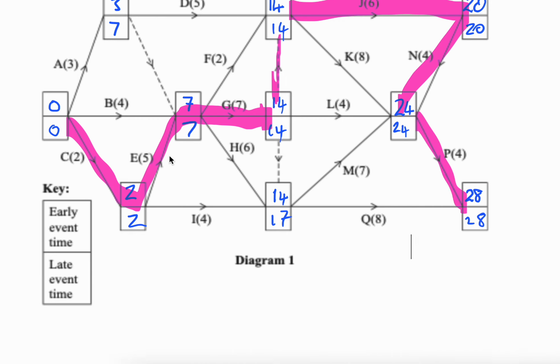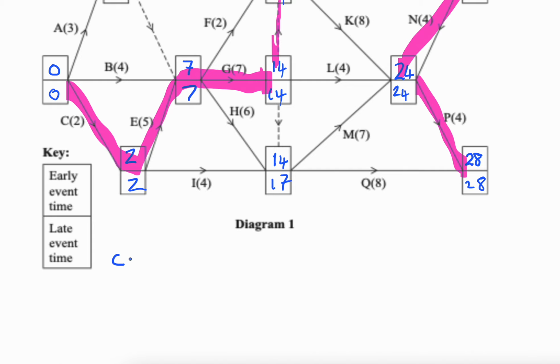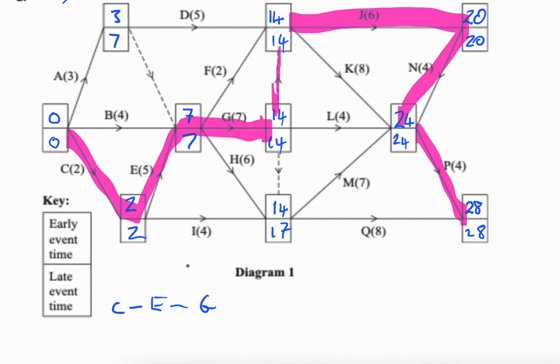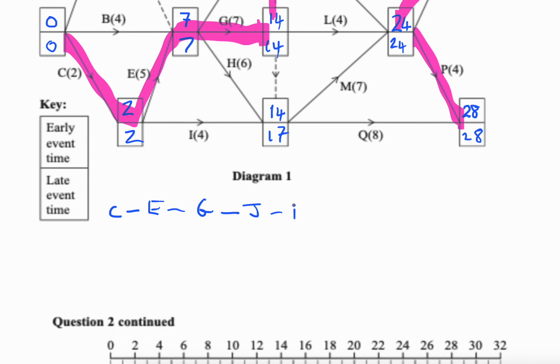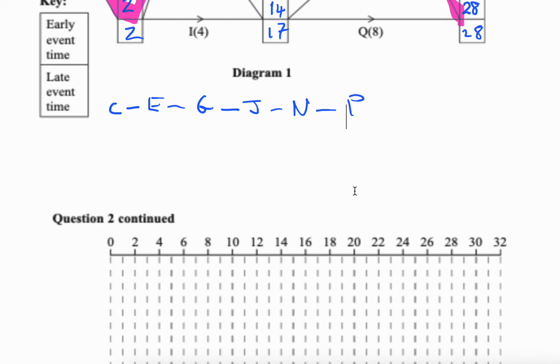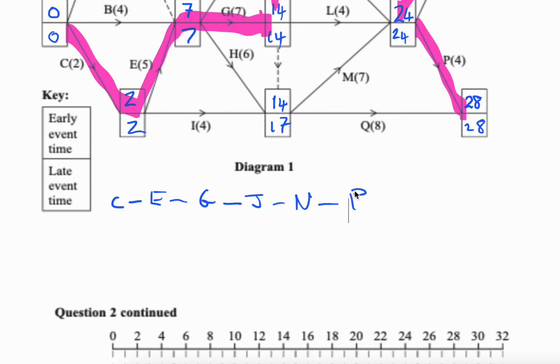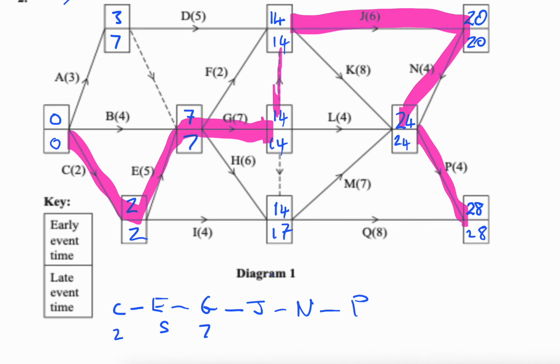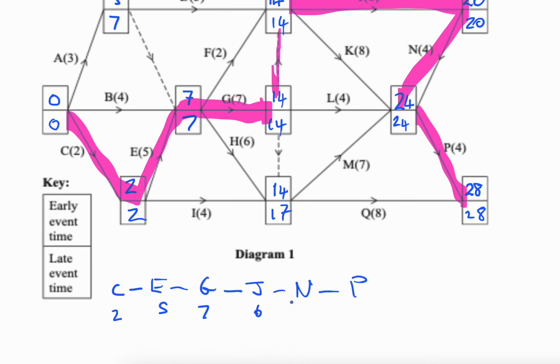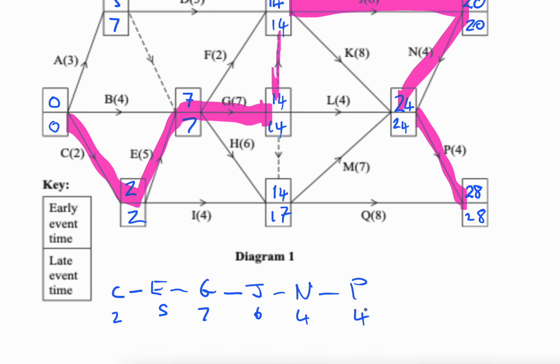Okay, so what's our path? It's going to be C, E, G, J, and P. Okay. All right, so now we need to fill in our table. Let's put these numbers on here. So C was 2, E is 5, G is 7, J is 6, N is 4, P is 4.